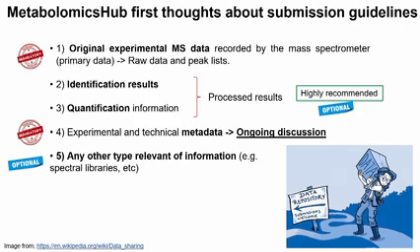So at the moment, these are the first thoughts about submission guidelines. The idea is that the original experimental MS data, the raw data, will be mandatory. Then the processed results, for identification, detection, and quantification, will be highly recommended, but in the first implementation they will remain optional, also as data standards develop. There will be experimental and technical metadata. The information that we are going to be asking for mandatorily is an ongoing discussion. And basically, any other type of relevant information will also be welcome.